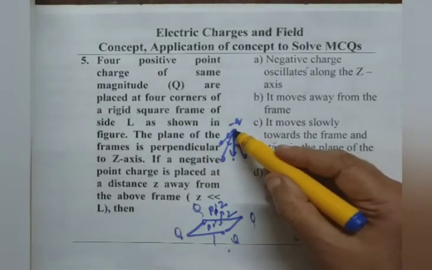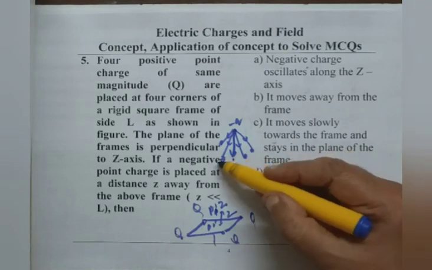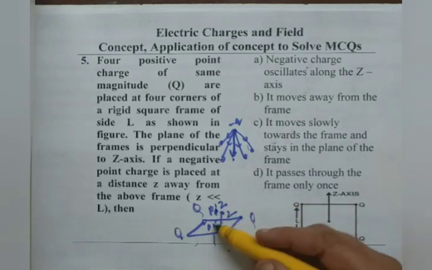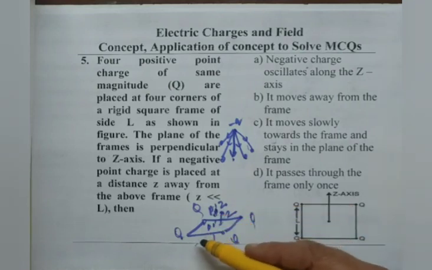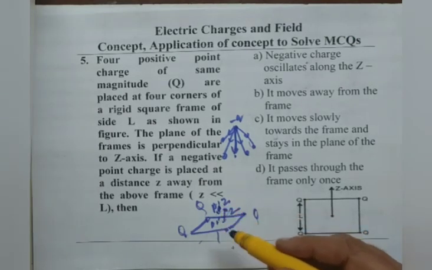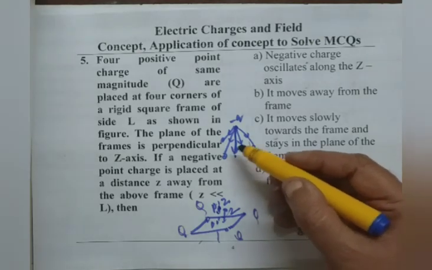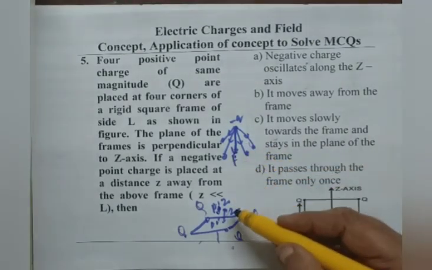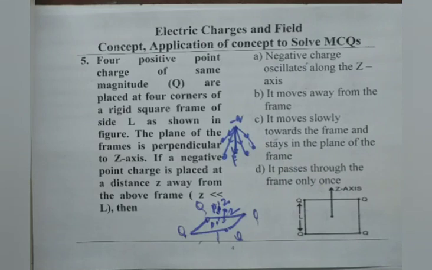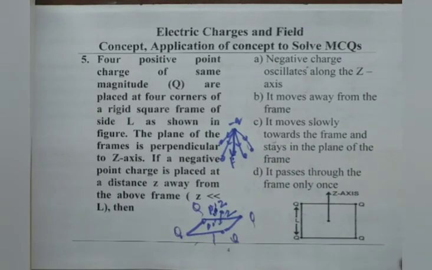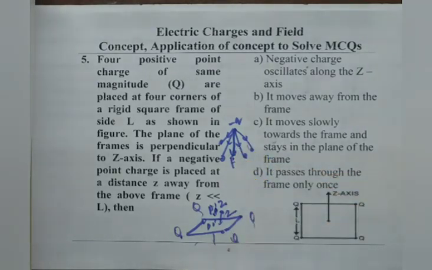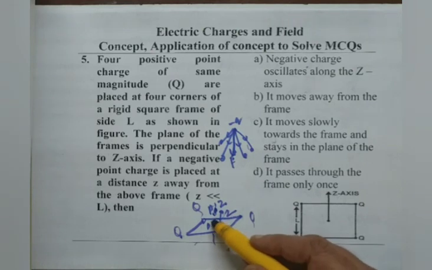Now, as the net force is down, because all the four charges are symmetrically placed, all at the same distance from the point P, as point P lies on the line passing through the center, which is the z axis. So that tells us clearly the net force is downward and towards the center of the frame. As the charge is attracted and comes towards the center of the frame, it gets accelerated because of the net downward force. Once it is accelerated, its velocity goes on increasing.